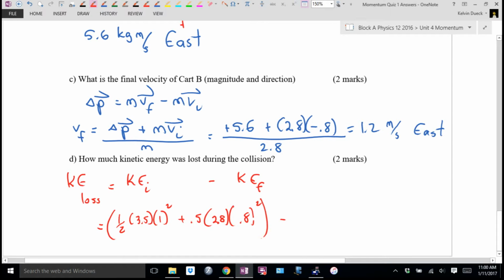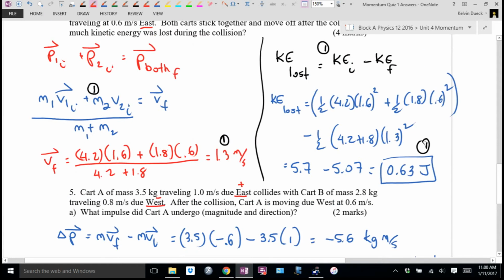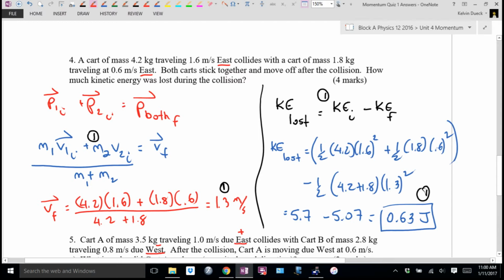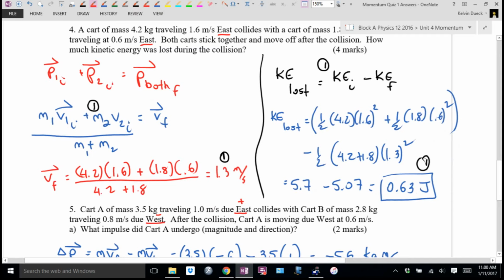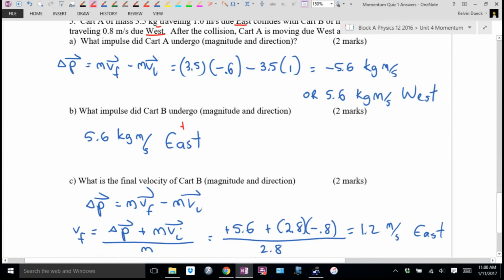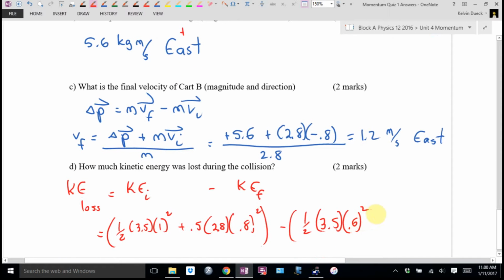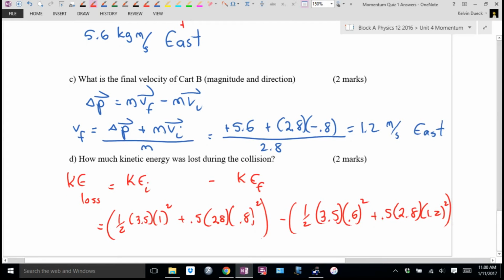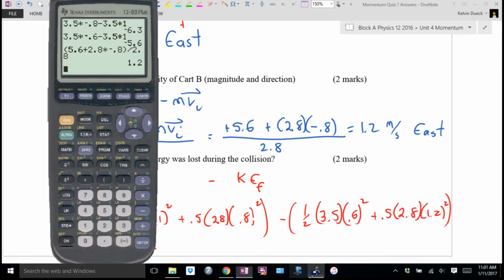Minus, now the final kinetic energy is going to be a half car 1. How fast was car 1 traveling after the collision? Oh, I'm looking at the wrong question. 0.6 squared plus 0.5 car 2. How fast was car 2 traveling after the collision? 1.2 squared. That should be how much kinetic energy was lost.